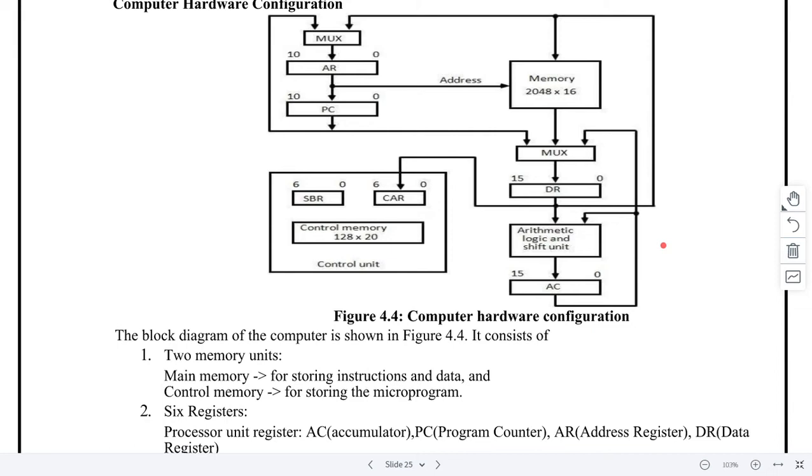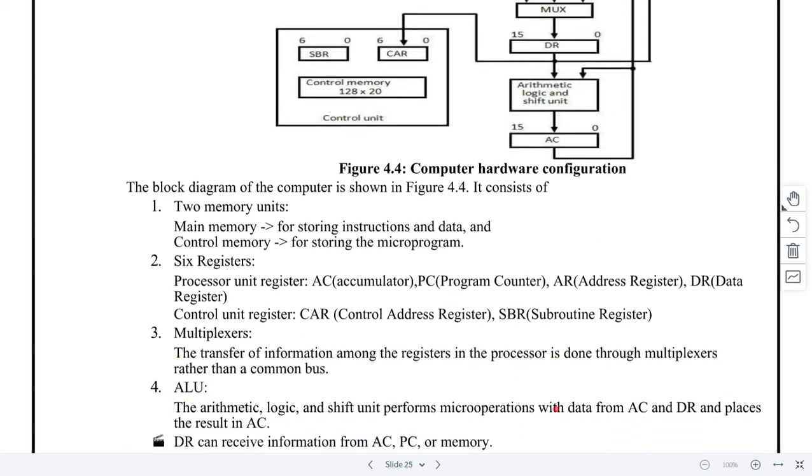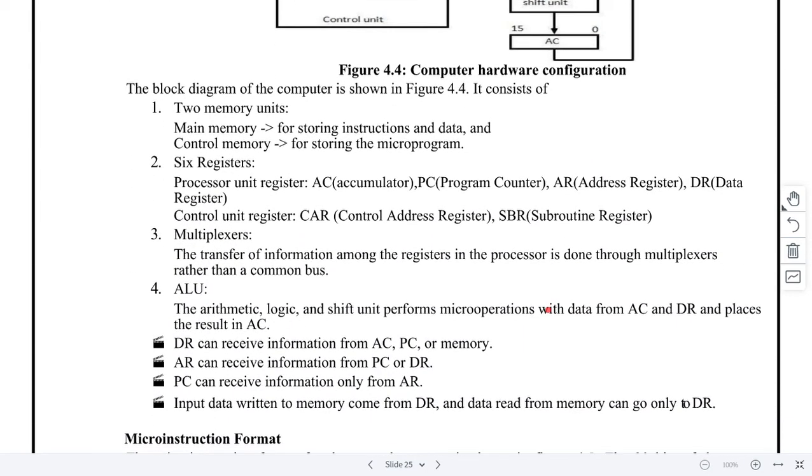So by using an arithmetic logic and shift unit itself, the computation will take place. The block diagram of the computer is shown. It consists of two memories, which I have already discussed: one is main memory and the second is control memory. Main memory is used for storing the instructions and data, and control memory for storing the micro operations.